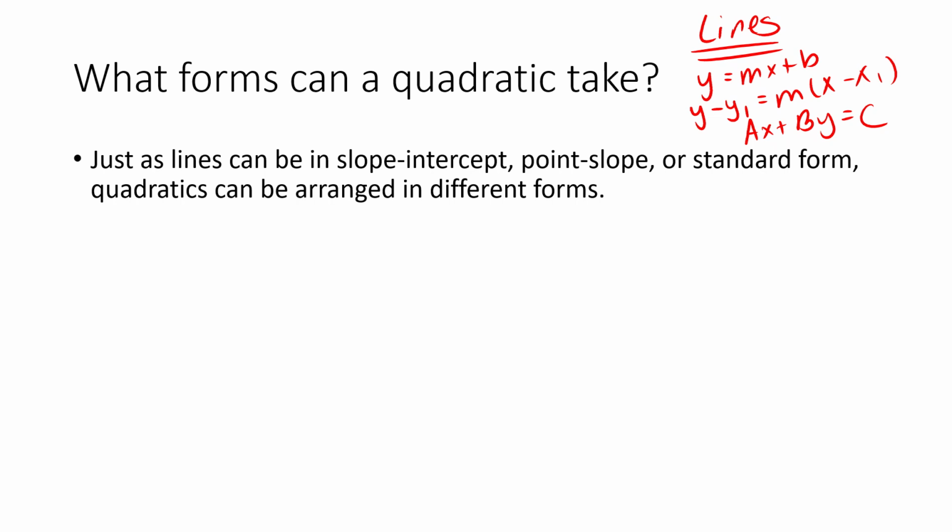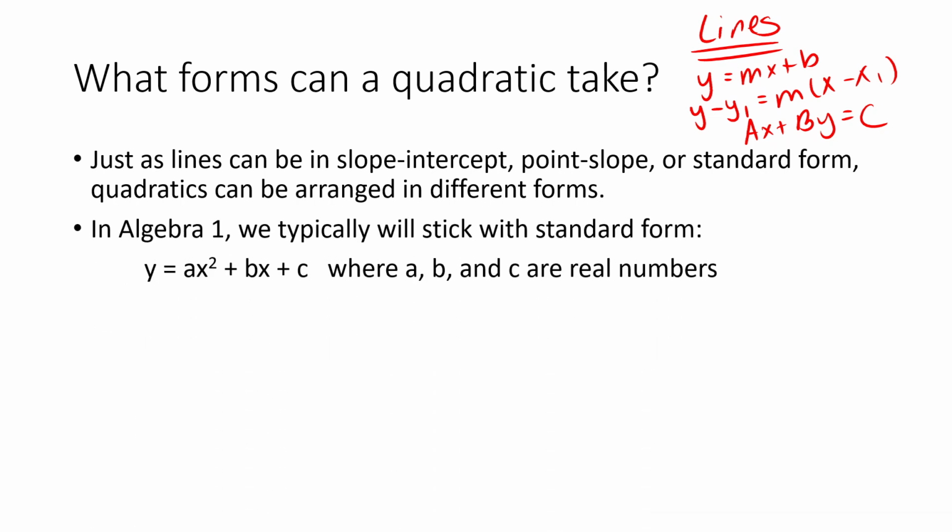So just like you can do that with lines, you can also do this with quadratics. Now in Algebra 1, we typically stick with what's called standard form, which is y equals ax squared plus bx plus c, where a, b, and c are real numbers. Now this I have to put in here, okay? I can't just say they're numbers. I do have to say they're real numbers.